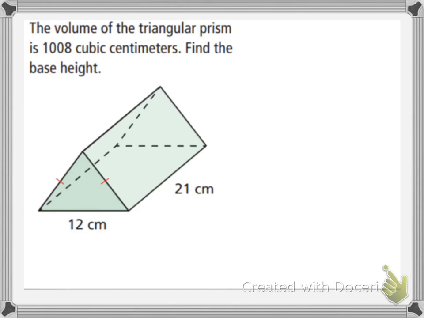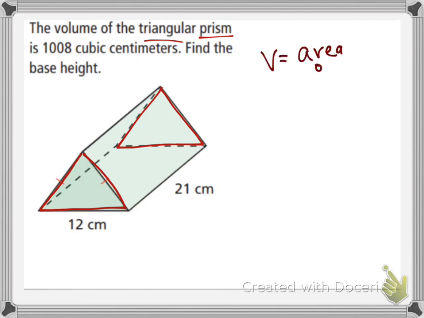The last problem that we will review is this triangular prism. Again, it's a prism because it has two bases. So this is a base, and this is a base, and they're triangles, so triangular prism. It is 1,008 cubic centimeters, the volume. Find the base height. So volume equals the area of the base times the height of the whole object.